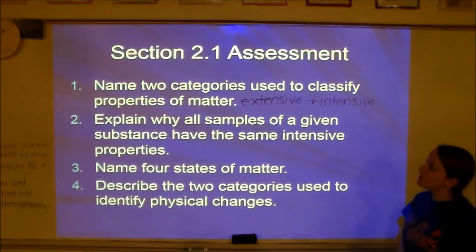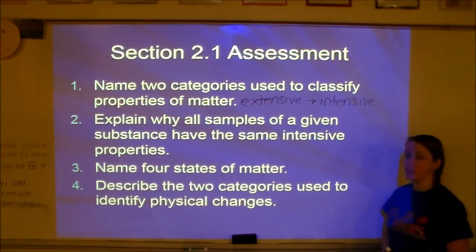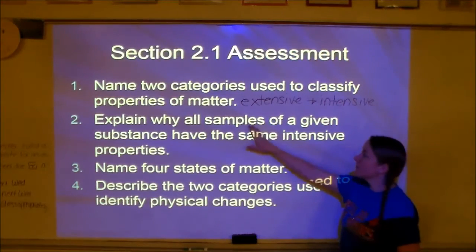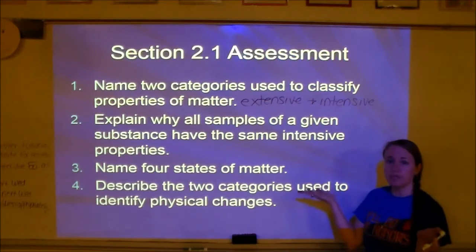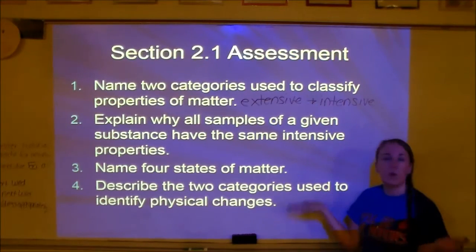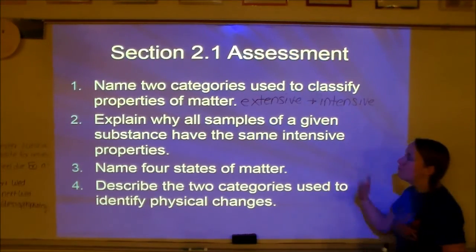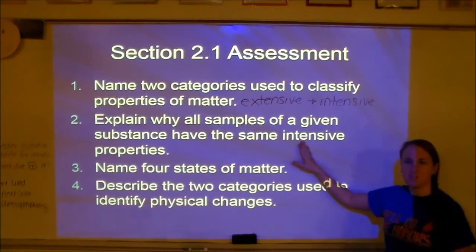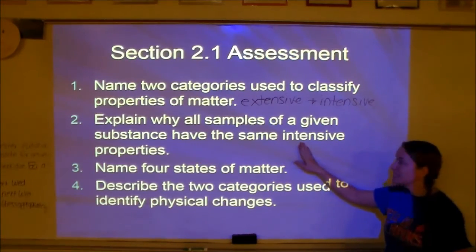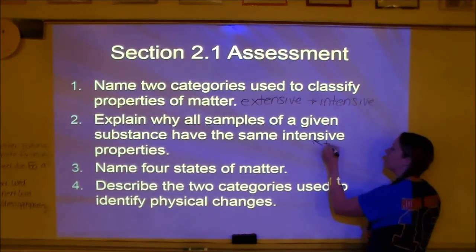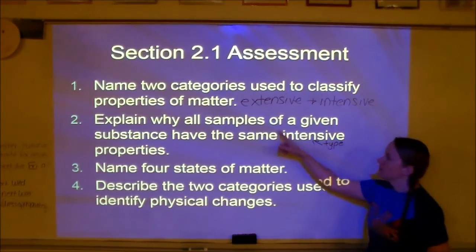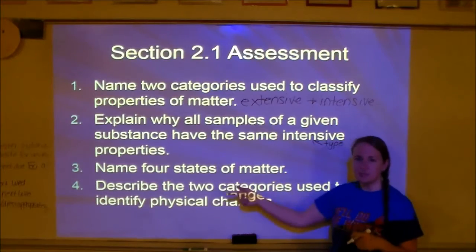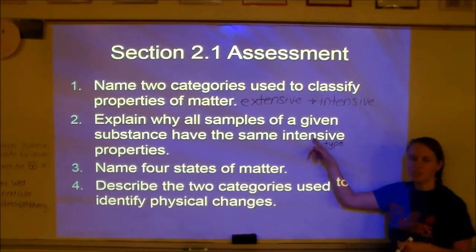Number 2, explain why all samples of a given substance have the same intensive properties. Okay, so they said all samples of a given substance. So let's just pick a substance. Let's pretend like we have water. Okay, so why would all samples of water have the same intensive properties? Well, remember, intensive depends on the type of substance. So if they're all the same substance, are they going to have the same intensive properties?